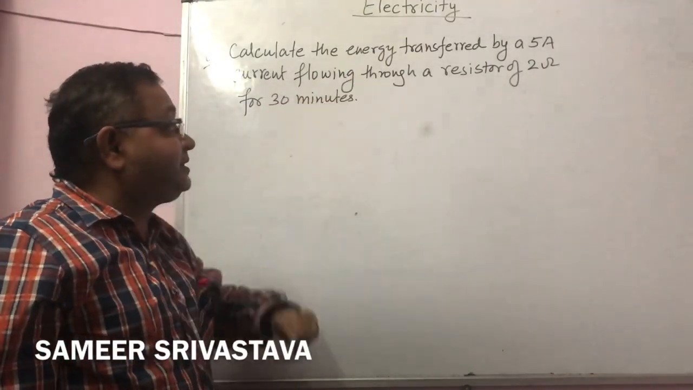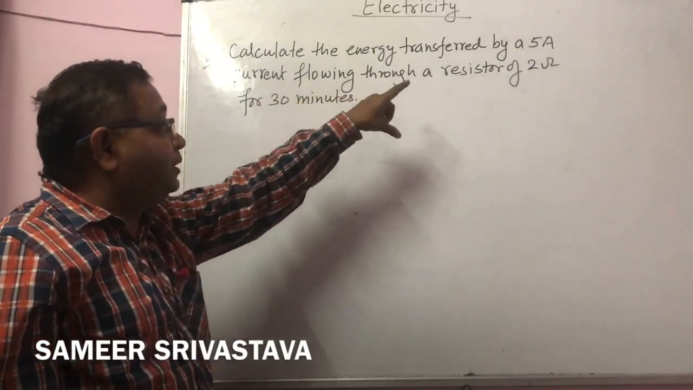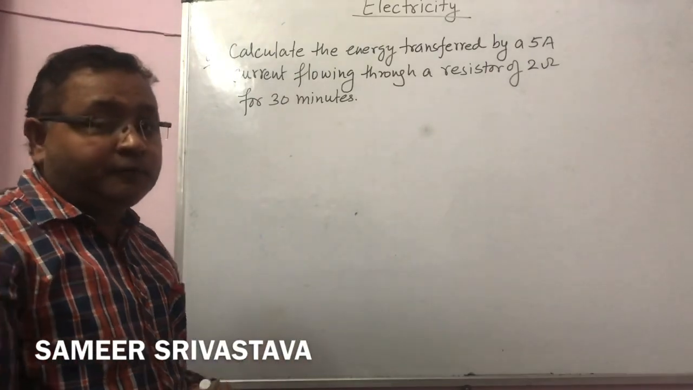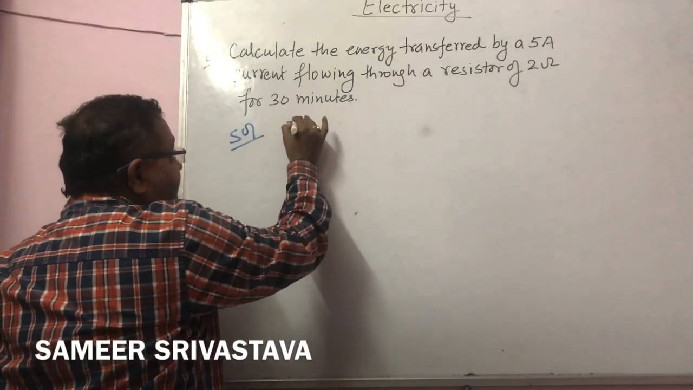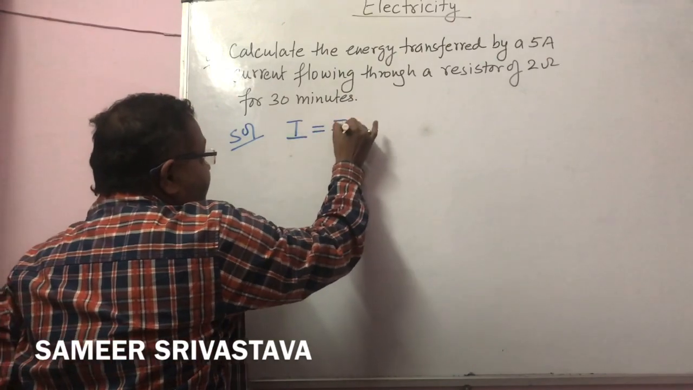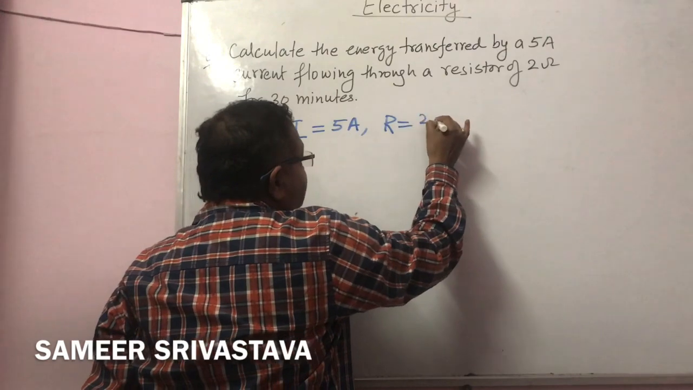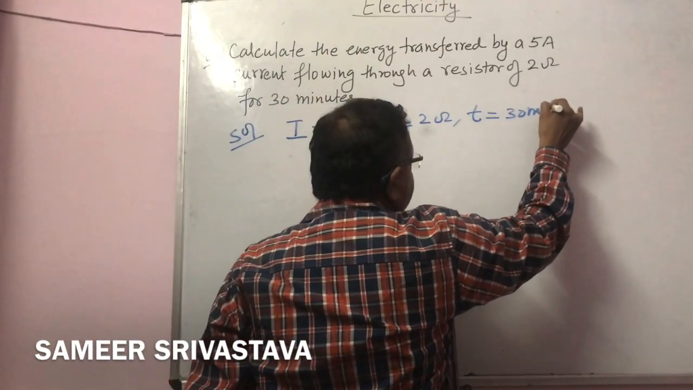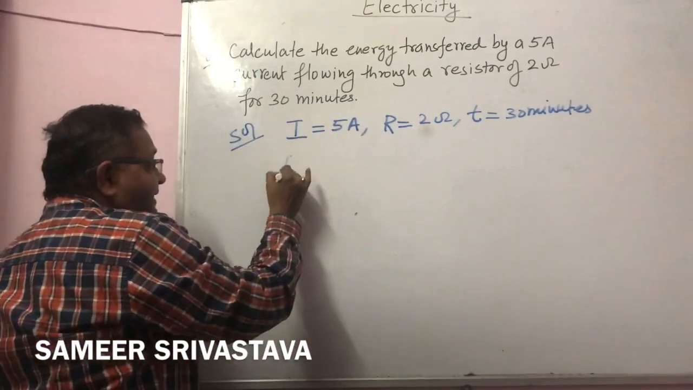Now the next question. Calculate the energy transferred by a 5 ampere current flowing through a resistor of 2 ohm for 30 minutes. What parameters are given in this question? The given current is 5 ampere. The value of resistance is given as 2 ohm and the time value is given as 30 minutes. Now we have to find the energy.